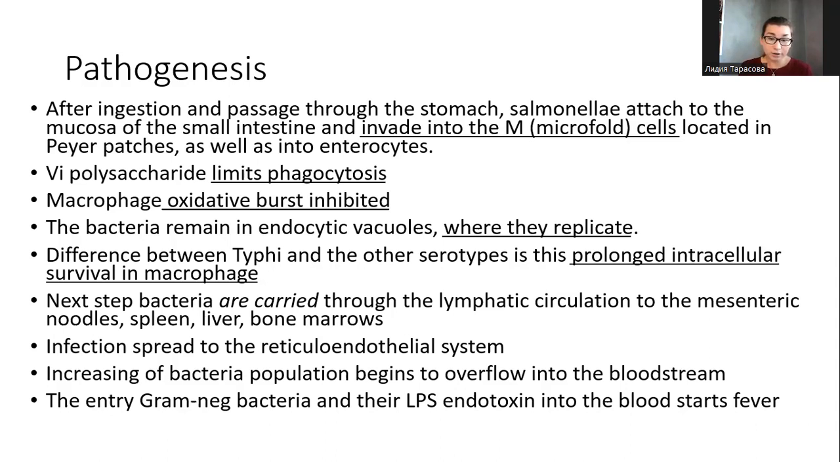Next step, bacteria are carried through the lymphatic circulation to the mesenteric nodes, spleen, liver, and bone marrow. Infection spreads to the reticuloendothelial system. The increasing bacterial population begins to overflow into the bloodstream. This is the main part of pathogenesis, because when bacteria go to the bloodstream, the patient feels high fever and intoxication, and the condition is very bad.